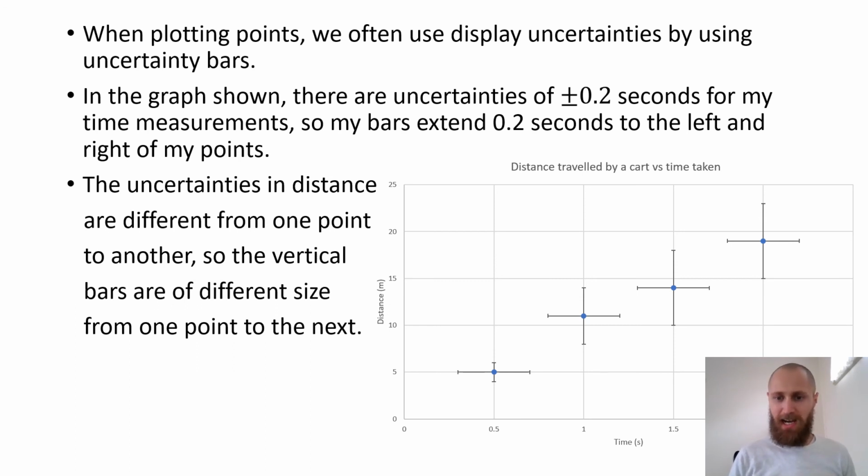So for my time measurements, when I made this graph, every single point had an uncertainty of 0.2 seconds. So if you look at the graph, you can see that the bars from each point extend 0.2 to the left and extend 0.2 to the right. They're going across both ways by 0.2 because my uncertainty is plus or minus 0.2 seconds.